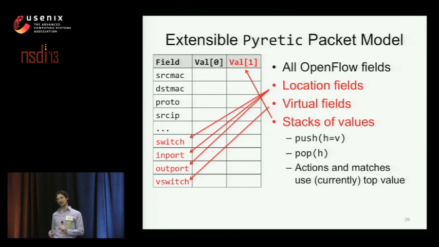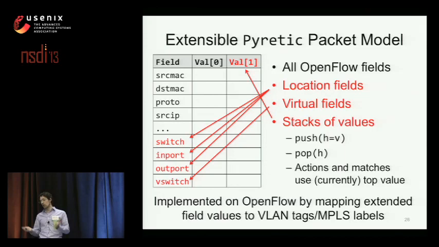A given policy works with the topmost value in the stack, well, the topmost value currently. And implementation-wise, one strategy for doing this is we simply keep a mapping in the controller between our extended field values and some spare header bits, probably VLAN tags in our current implementation, or maybe MPLS labels if we need more. And those are what's carried across the wire, assuming that's necessary.